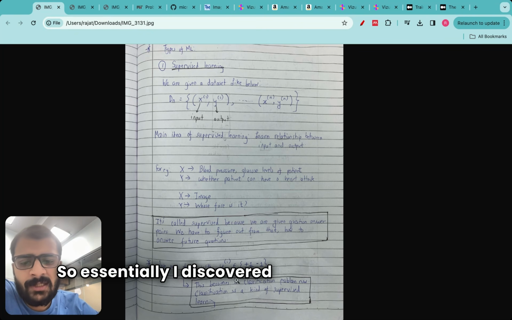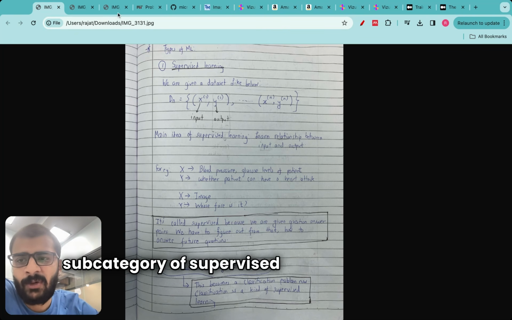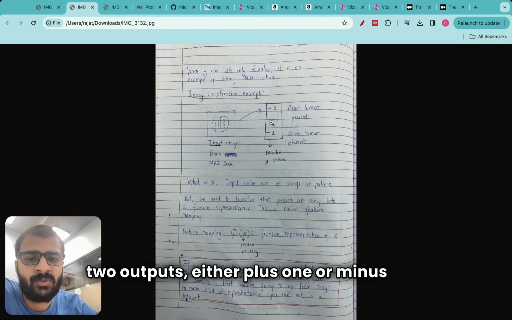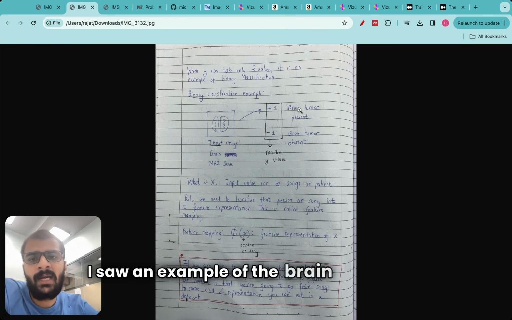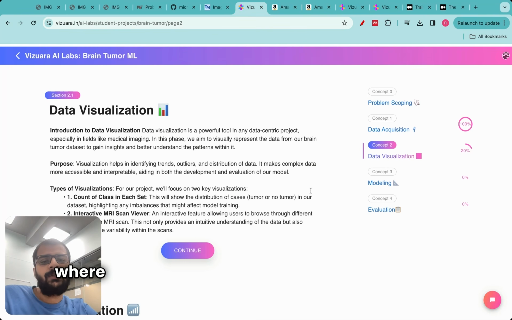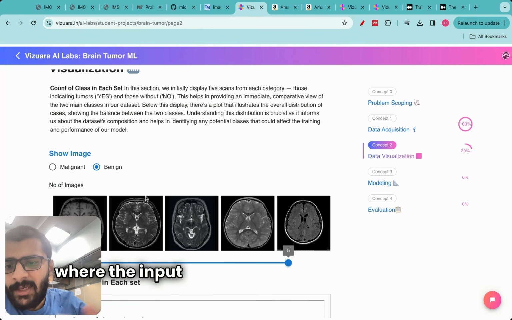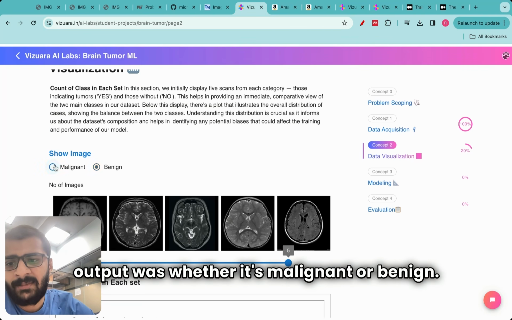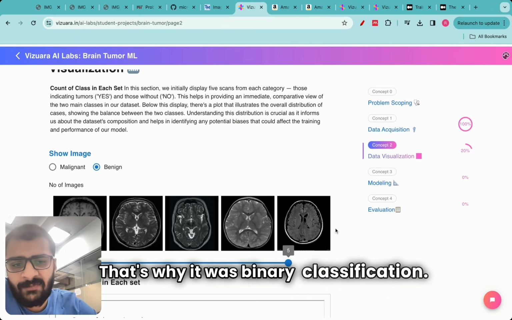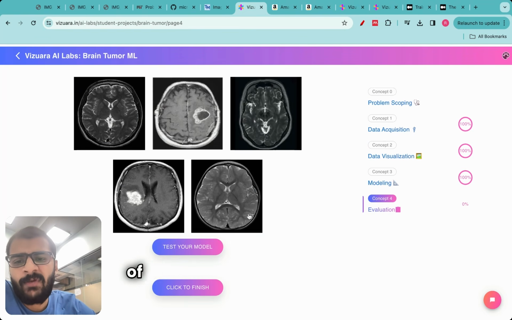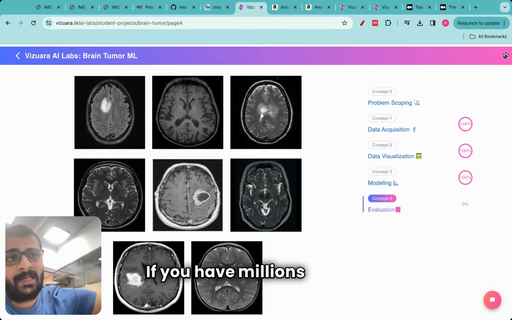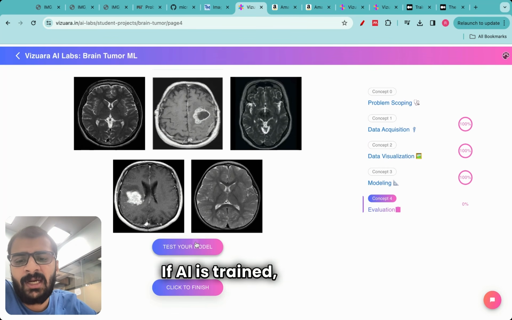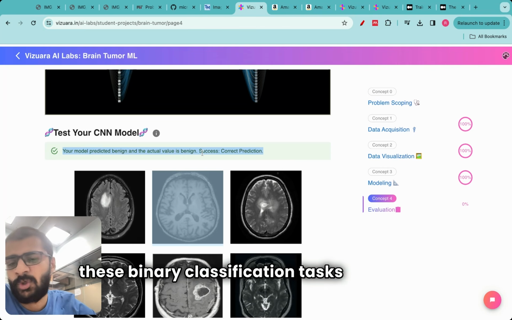So essentially, I discovered that classification is a subcategory of supervised learning, and binary classification has two outputs, either plus one or minus one. I saw an example of the brain tumor here, where the input category was the images, and the output was whether it's malignant or benign. That's why it was binary classification. I also looked at the power of AI in healthcare applications. If you have millions of such images, instead of manually classifying them, if AI is trained, it can do these binary classification tasks on its own.